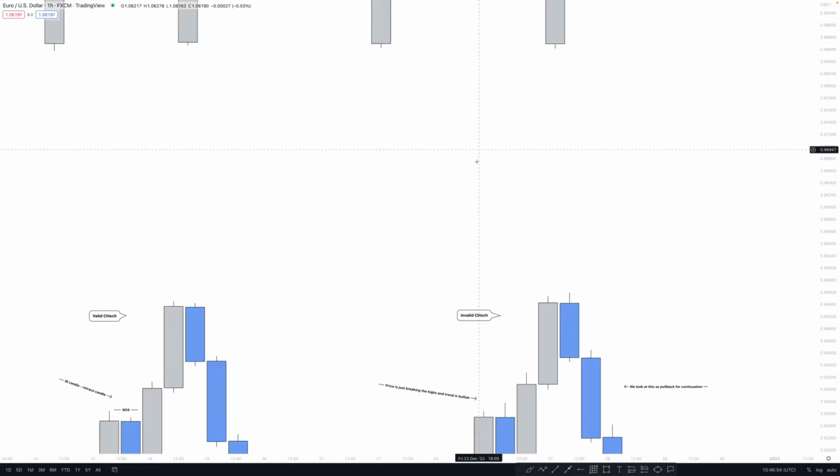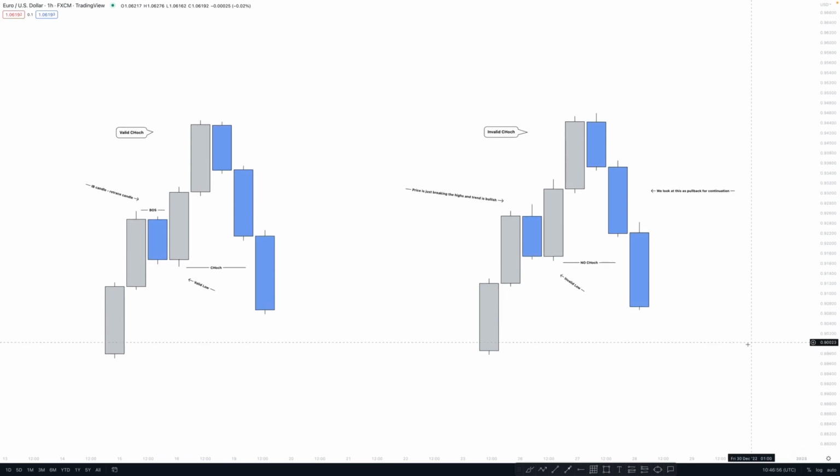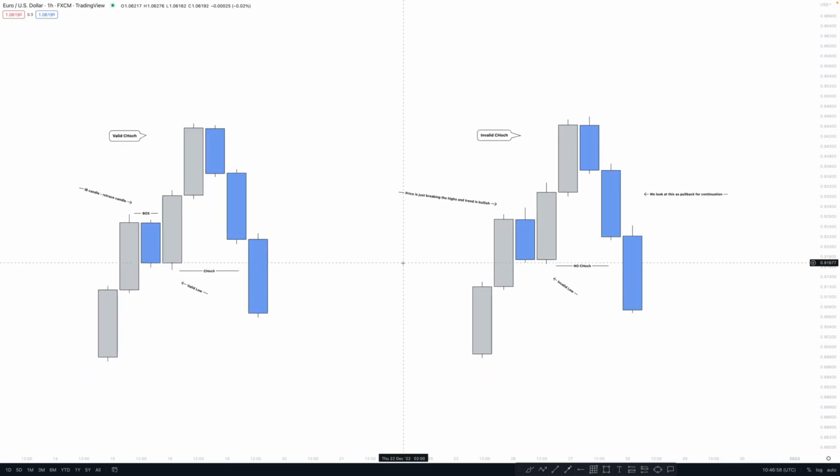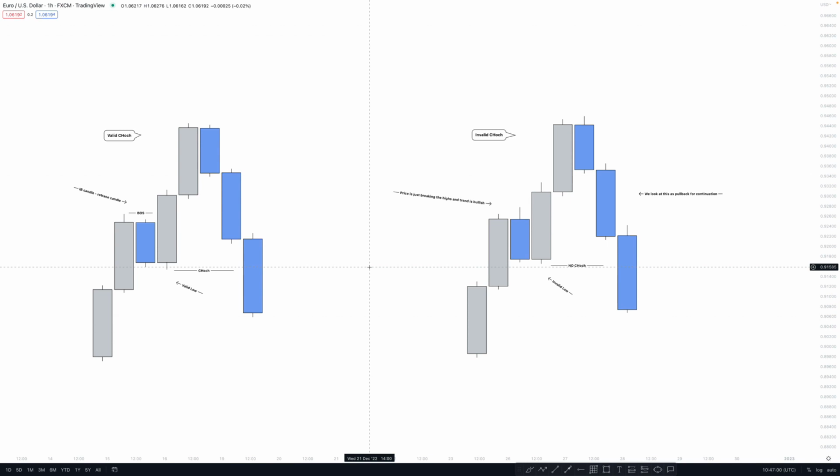Okay guys, so I'm going to show you another example right here, and I'm going to show you what is considered a valid change of character and what is not. As you can see, based on the concepts that we have spoken about, we have impulse to the upside, we have a retrace, and again price is breaking above. Because we have a retrace here, our high would be right now after we break.